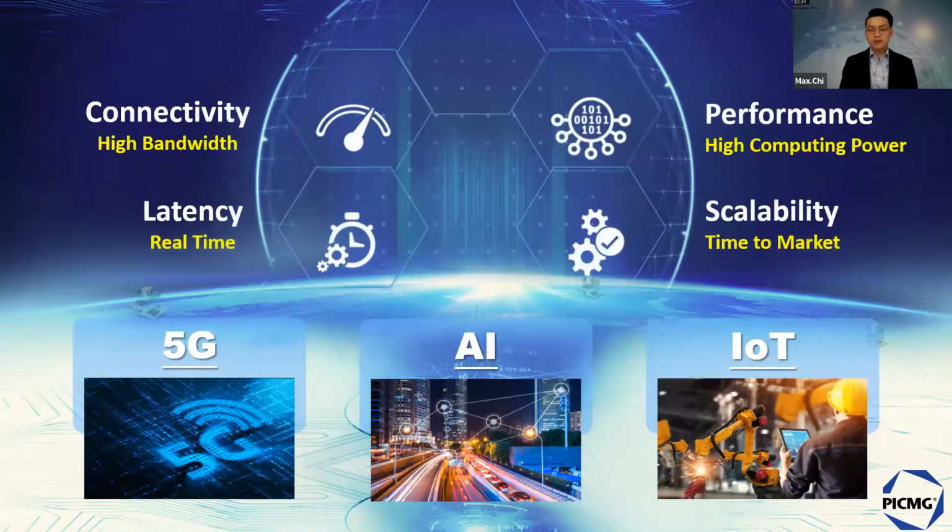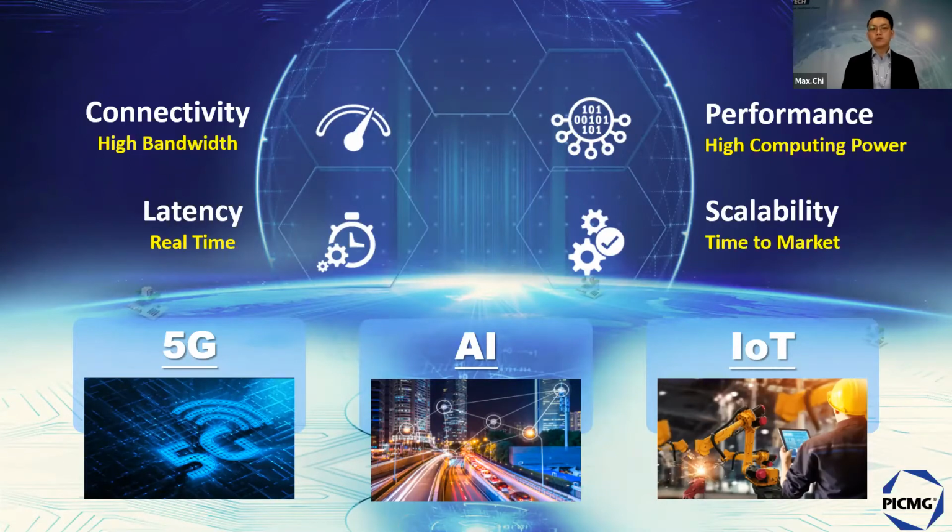First, connectivity. The Ethernet speed and I/O bandwidth need to go higher to transfer the data to the cloud. Second, latency. The response time needs to be fast, and now real-time becomes an important, critical task. Third, performance. The computing power needs to be leveled up in order to shorten the time of data processing and analysis at the edge side. Fourth, scalability. While the world changes so quickly, it is important to adopt new technologies as quickly as possible and make the time to market.